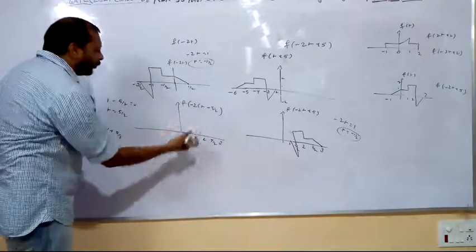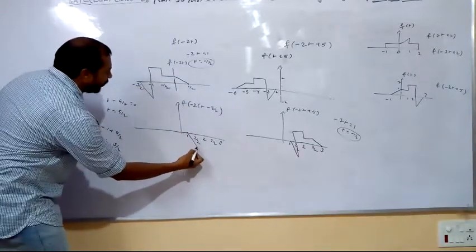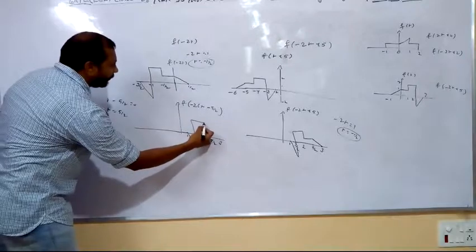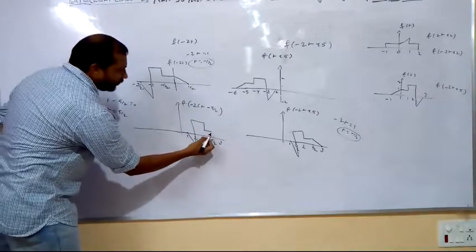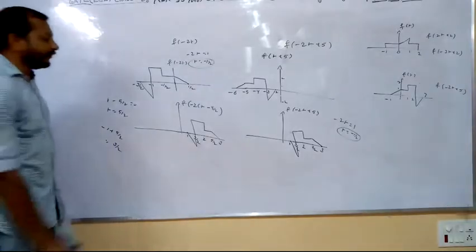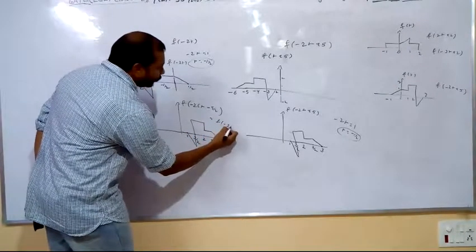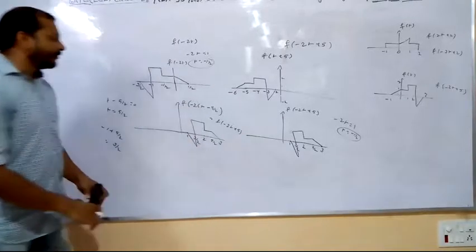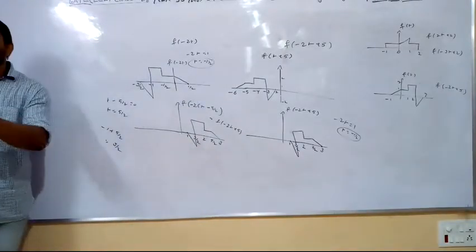How to draw? This is simply the delayed version of the signal only. So the shape is also simply the same. The same shape will appear like this. This is your original signal, this is your f of minus 2t plus 5. Like this you have to draw.